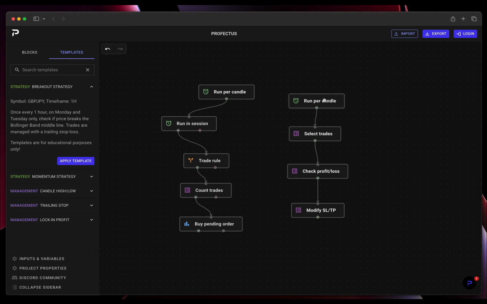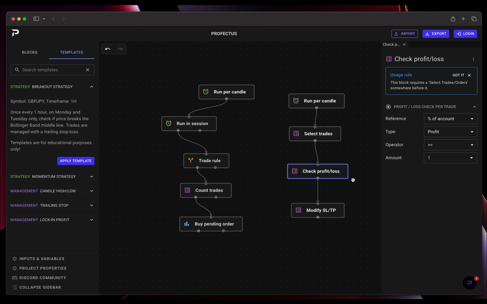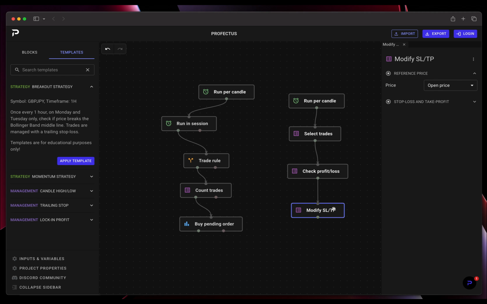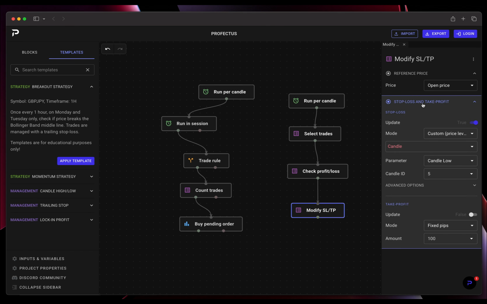Now let's talk about what happens when the algorithm takes a buy trade. Every 1 hour, I want to select my open trade. Then I want to check how much profit my trade is currently running. If it is running above 1% in profit, I want to modify my stop loss. I don't want to change or update my target, so this is turned false. Stop loss is set to true, and I place my stop loss at candle ID 5 lows. This runs every 1 hour, but I can of course let the algorithm check my profits earlier if I want to.